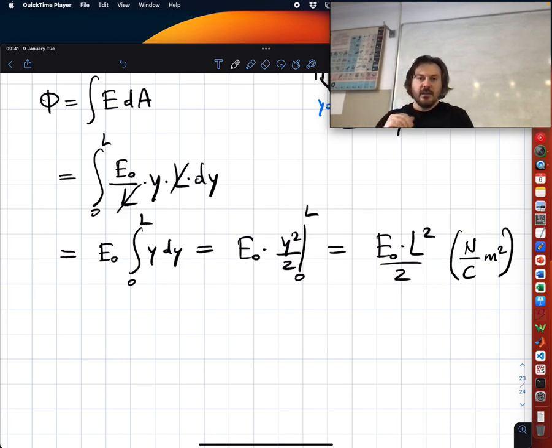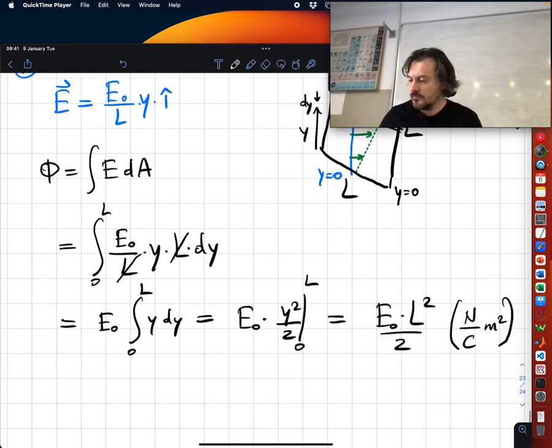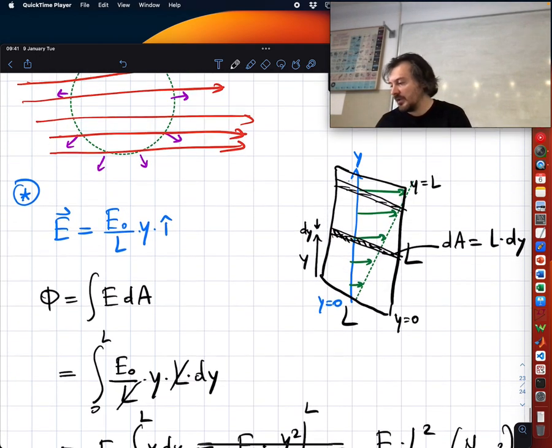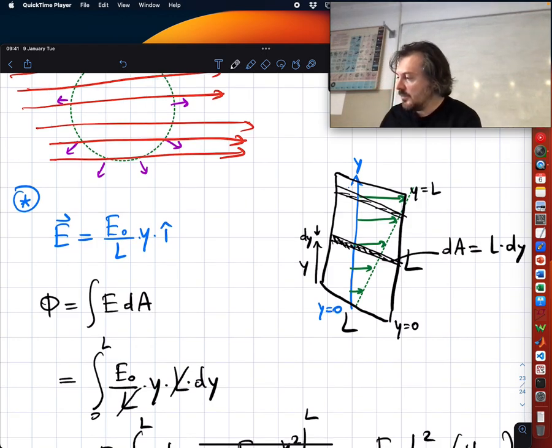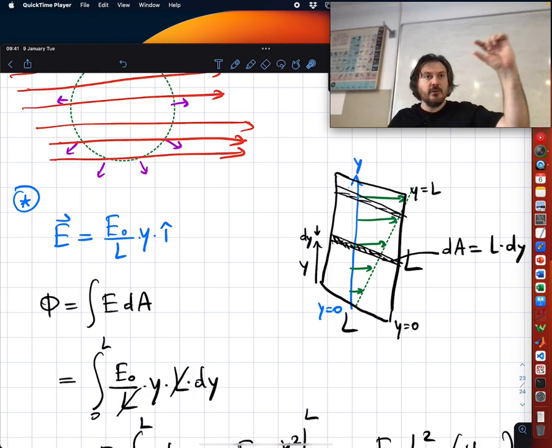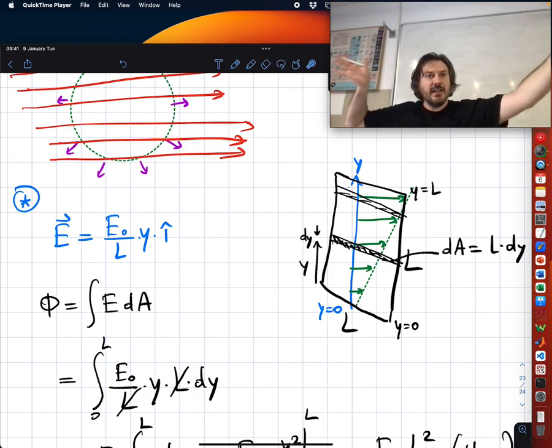Alrighty, let's have a quiz. Why is it L times dy for dA? Why? Why is it L times dy for dA? Okay. Because I want to know the area of this portion, right? So I have a thickness of dy and the length of L.